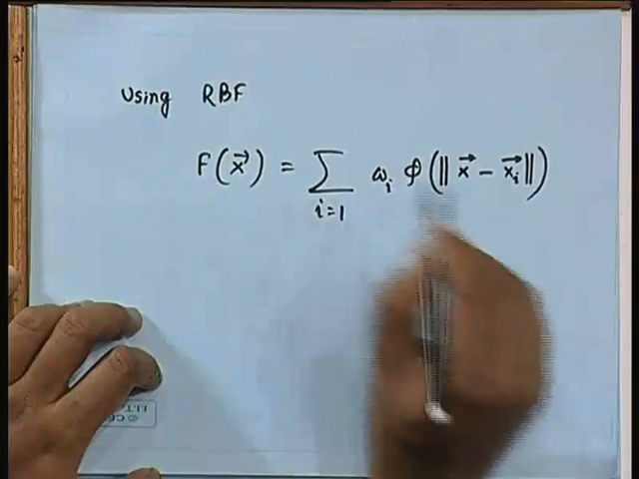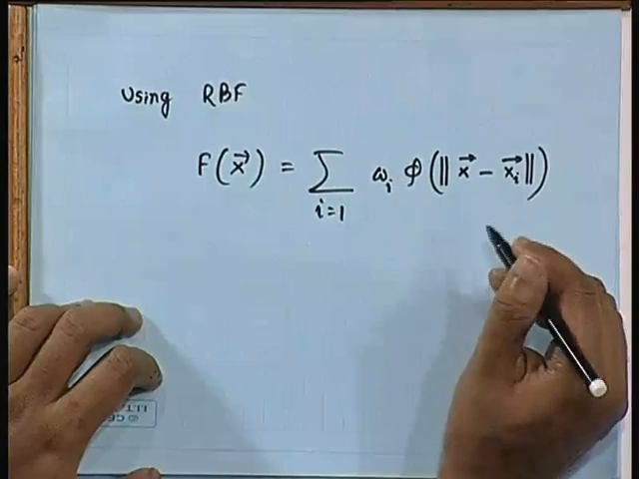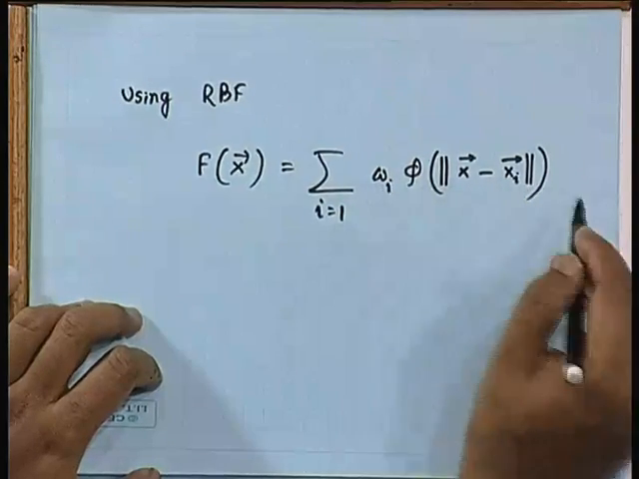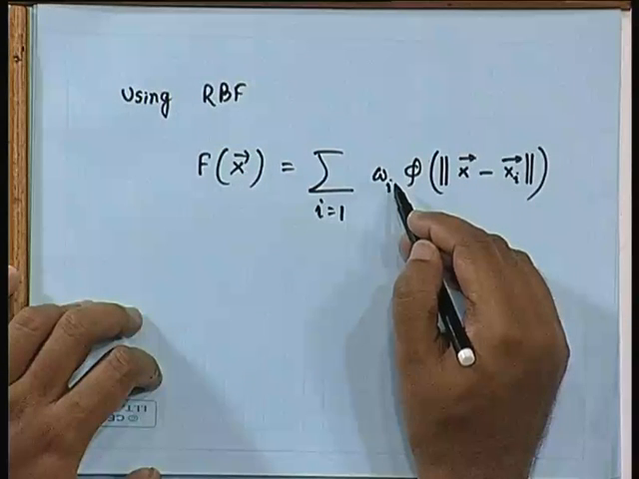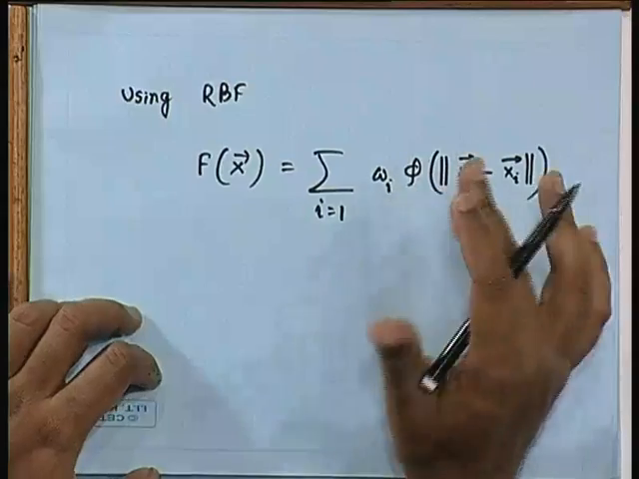In fact, we have n such phi functions, and all these outputs will be linearly combined. So, we have n such synaptic weights, from the hidden to the output. So, there will be n such weights, and we will be mapping from the hidden space of n dimension to the output which is of 1 dimension.